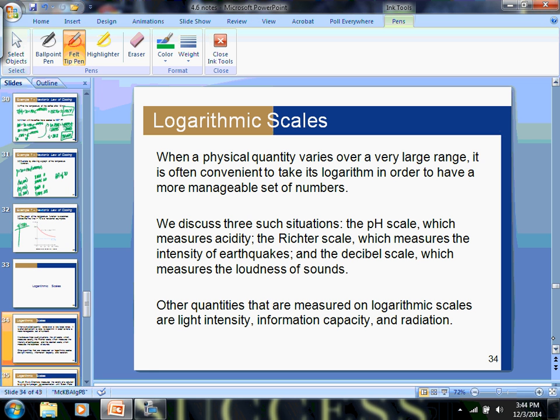Okay, logarithmic scales. There's two or three applications here, and they all have to do with different situations, like the pH scale that measures acidity, the Richter scale for earthquakes, decibel scales for loudness. So there's all kinds of applications here of logarithms, and things that are easier to count in logarithmic scales because they have more manageable numbers. That's why we have these logarithmic scales.